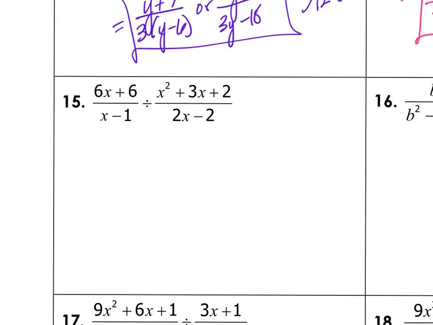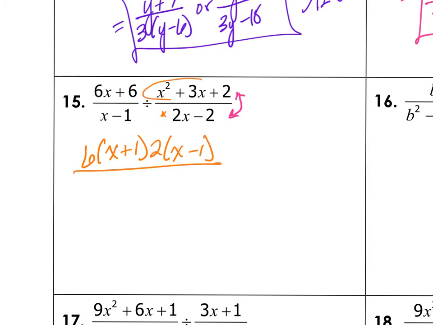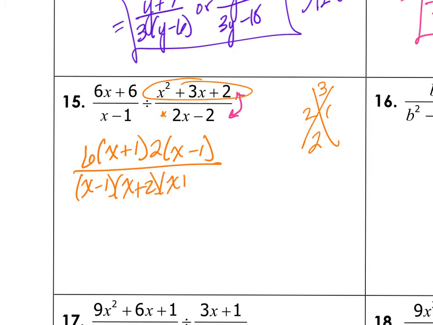Same thing all over again. Here we go. Okay. 6, I can factor out a 6. And I get left with x plus 1. And if I factor out this, I can factor out a 2 and get left with x minus 1. Now I'm going to factor this, so I need two numbers that multiply to be 2 and add to be 3. Well, that's 2 and 1. So I already have an x minus 1. So I'm going to do x plus 2 times x plus 1.